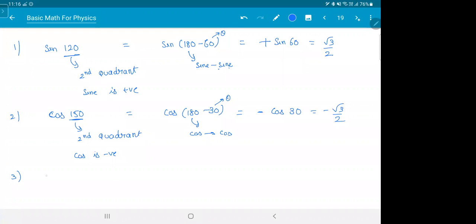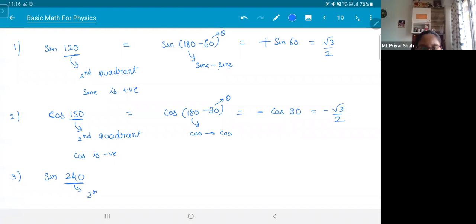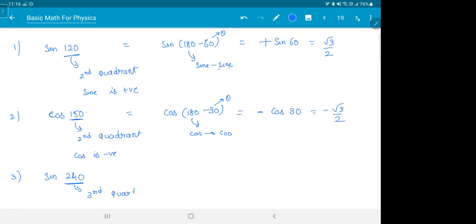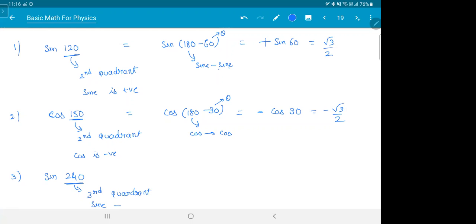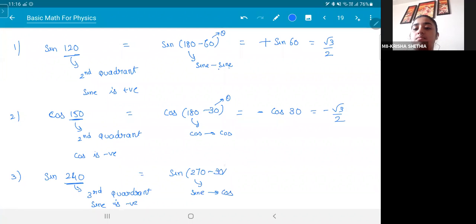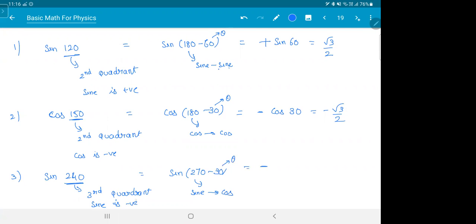Let's see one more. Let's say sine 240. Which quadrant? Third quadrant. Third quadrant, what is sine? Negative, because in the third quadrant tan is positive. That means everyone else is negative. You can write sine 240 as sine 270 minus 30. Whenever there's a 270, what will happen? Sine becomes cos, and this 30 is theta. So minus, because of the minus sign, it became cos 30.